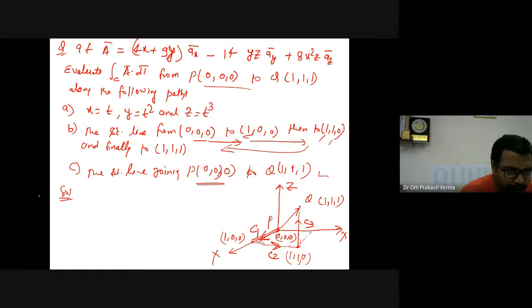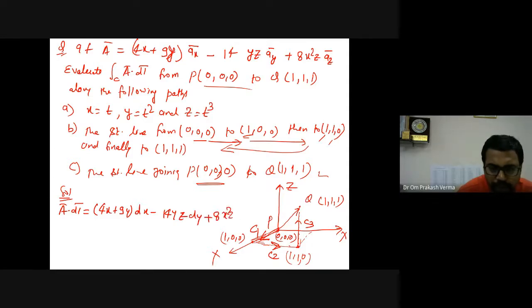So first is A vector dot dl vector. A vector is given as (4x plus 9y) dx minus 14yz dy plus 8x square z dz. What is dl? dl vector is dx a_x vector plus dy a_y vector plus dz a_z vector. When it is multiplied by the A vector, a_x dot a_x becomes 1 and it becomes (4x plus 9y) dx, and so on.